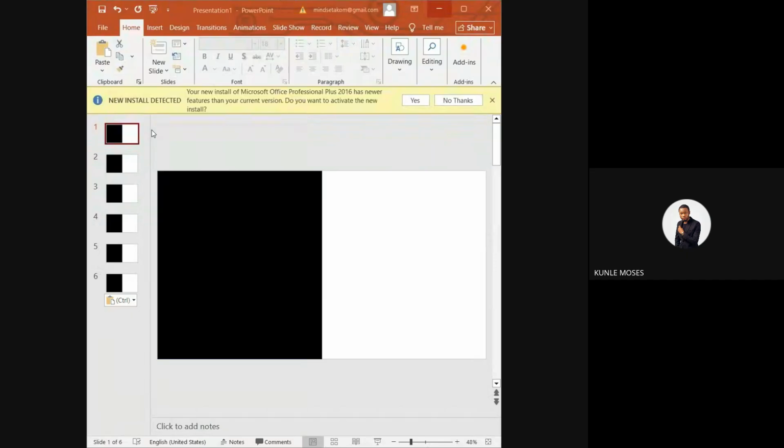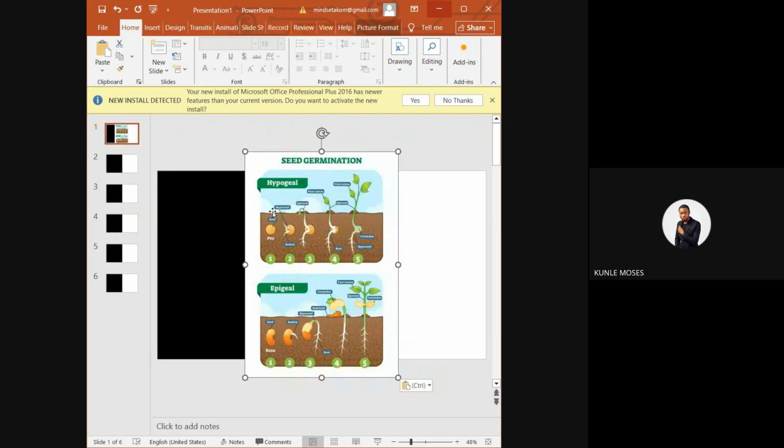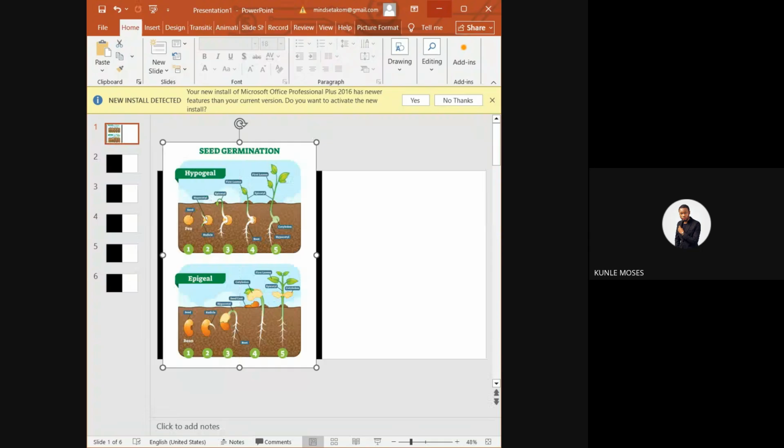But then we talked about two types of germination, and that is where we continue in this class: the hypogeal germination and the epigeal germination. Let me try and look for a diagram under that so we can work with it. I think I gave the diagram last episode. So let's work with this diagram.